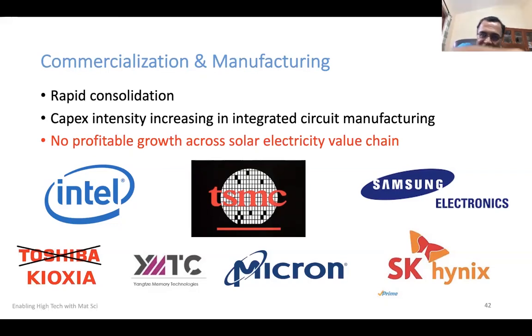And as a result, what has happened is there is no profitable growth across the whole solar value chain. Companies have come, companies have attempted to be profitable, and companies have survived or they have reduced their capex. Where there is money is in solar farms and in downstream applications. So that's one area which is different between semiconductors used in high-tech products and semiconductors used in renewable energy.